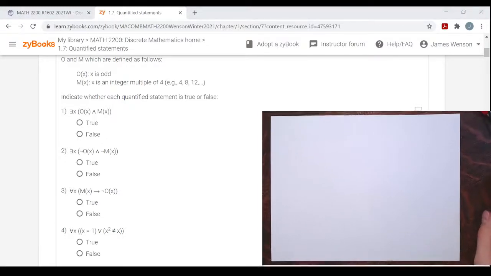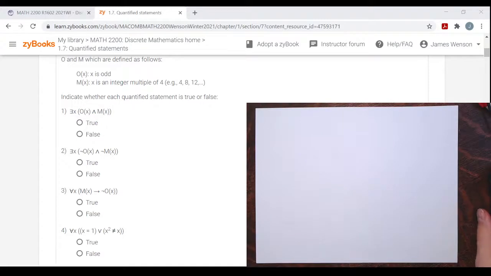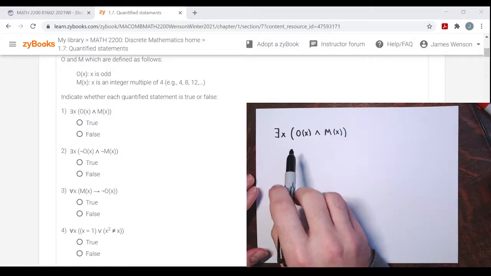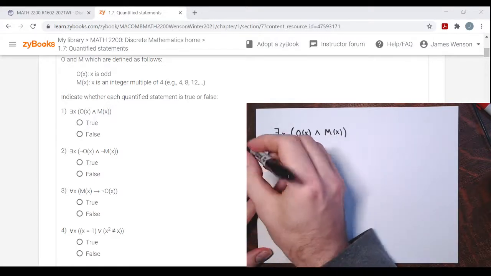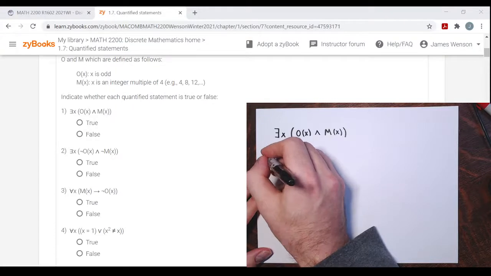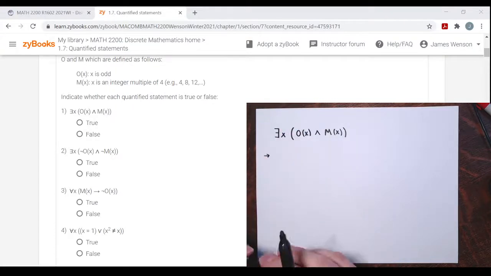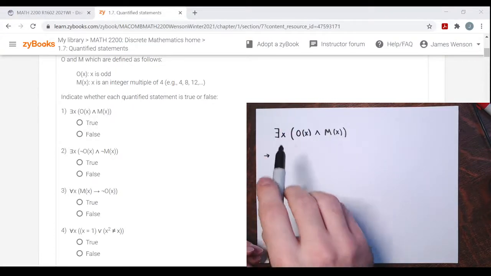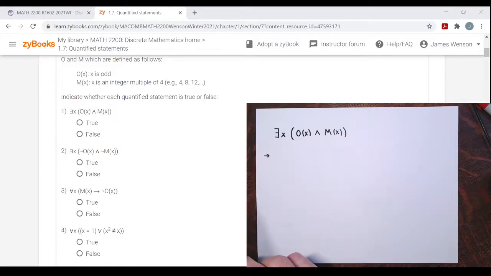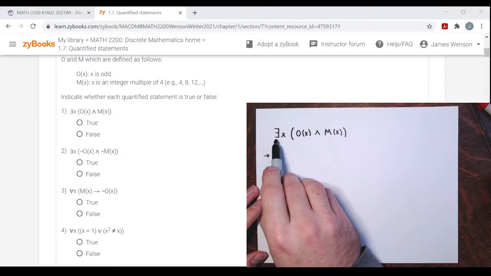Make this a little bigger here, and you can see. And I'll write this out. Alright, so I've written out the first statement. Now in English, and you'll see some exercises at the end of this where you're asked to translate statements into English sentences. So this is a there exists, right? That means there is at least one.